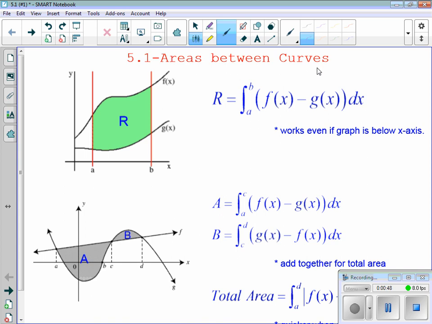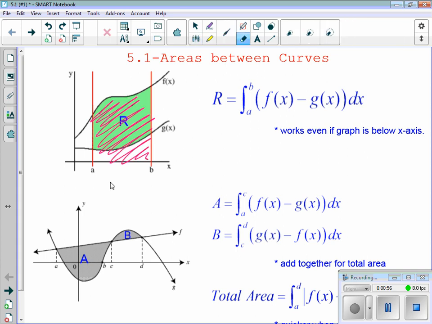But for area between curves, all you're going to do is find the area under the top curve, which would give you this entire thing here. And then you're going to subtract the area under the bottom curve, and that gives you the area between the 2 curves.